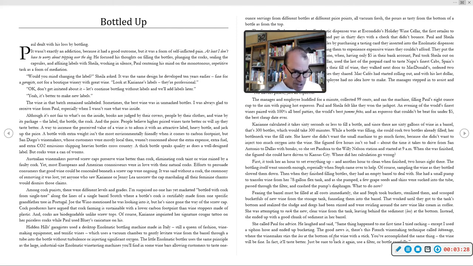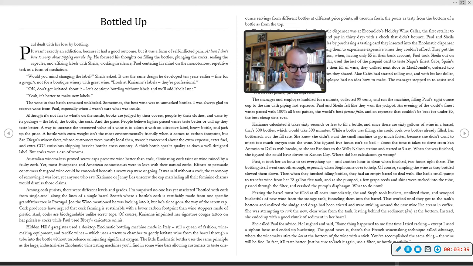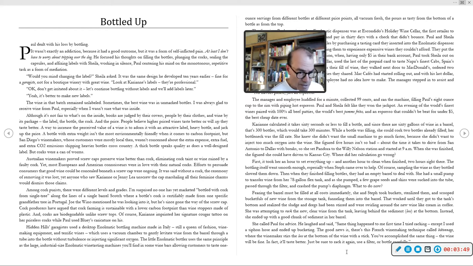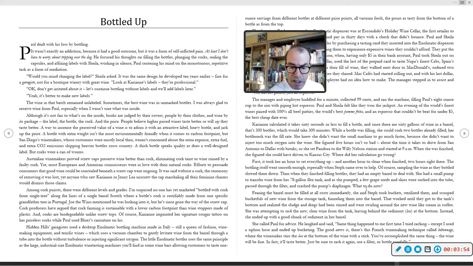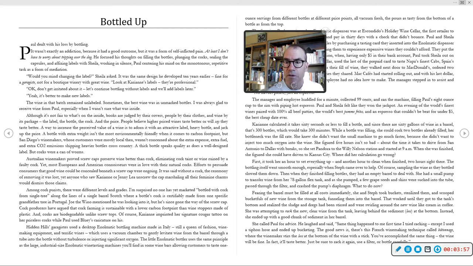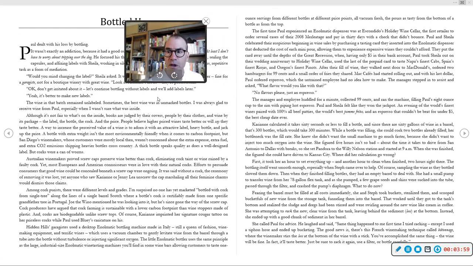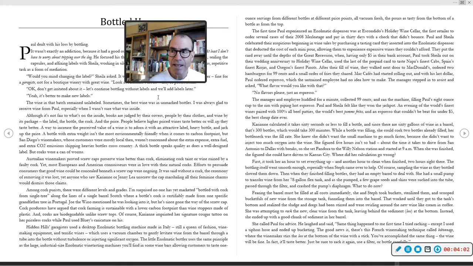Hidden Hills garagist used a desktop enomatic bottling machine made in Italy, still a queen of fashion, winemaking equipment, and terrific wines, which uses a vacuum chamber to gently levitate wine from the barrel through a tube into the bottle without turbulence or injecting significant oxygen. The little enomatic bottler uses the same principle as the large industrial-size enomatic wine tasting machines you'll find in some wine bars, allowing customers to taste 1 ounce servings from different bottles at different price points. All vacuum fresh, the pour is as tasty from the bottom of the bottle as from the top.